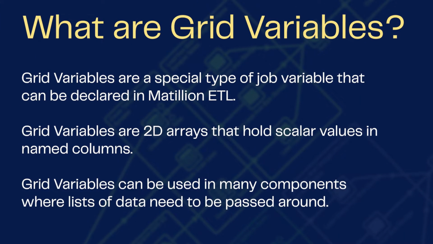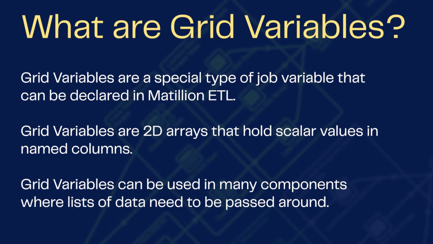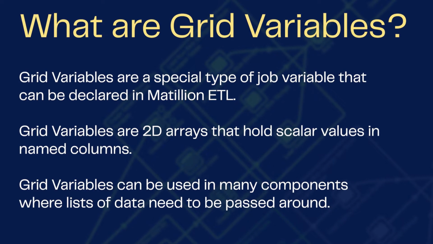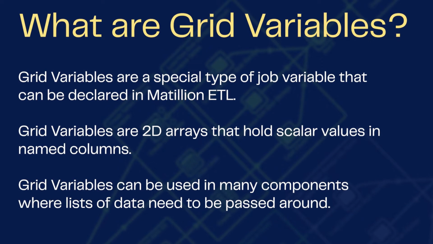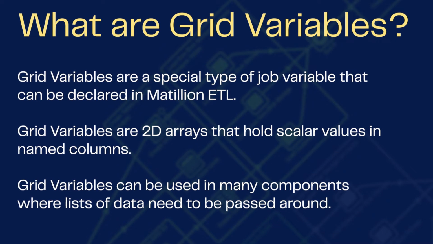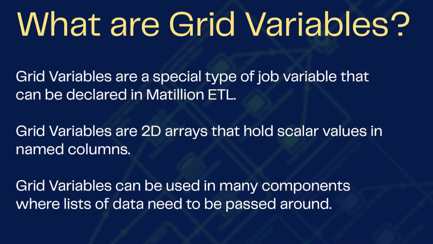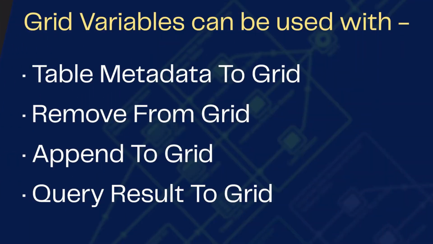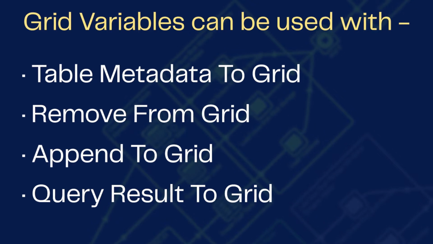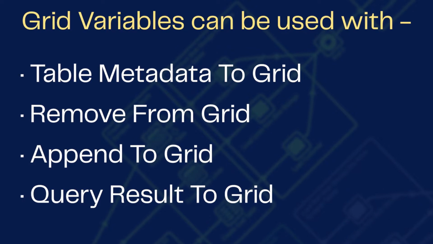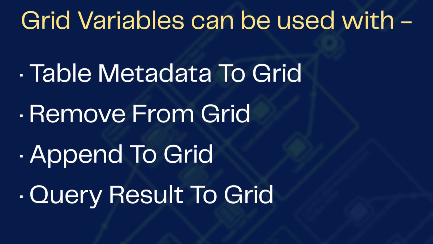Grid variables are a special type of job variable that can be declared in Matillion ETL. Grid variables are 2D arrays that hold scalar values in named columns. Grid variables can be used in many components where lists of data need to be passed around. The following Matillion ETL components can be used when working with grid variables. For example, a grid variable can be used to populate table metadata or to pass arrays of data for use in Python scripts.